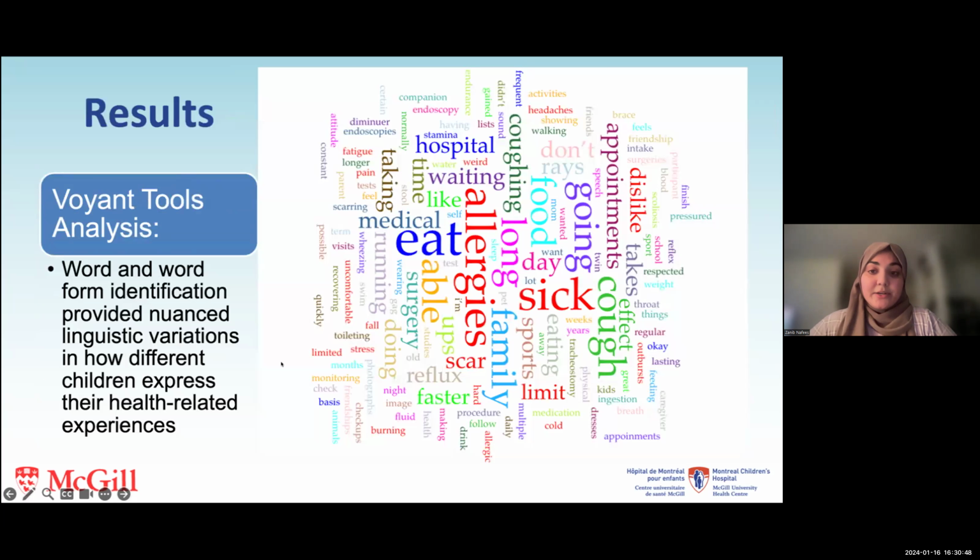So in addition to category coding, a comprehensive text analysis of the entire corpus was conducted using Voyant tools. And so the term eat appeared 7 times, followed by the word sick. And so the use of word and word form identification through this analysis revealed the nuanced linguistic variation in how different children articulate their health-related experiences. And so this approach not only quantified the frequency of specific terms, but also offered a deeper understanding of the diverse ways in which children express their encounters with health-related aspects within the corpus.